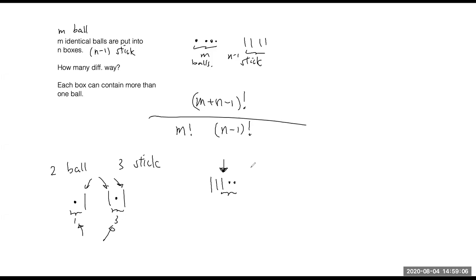Wait, so what's the answer for the 5 balls, 9 boxes one? You just substitute n equal 5 and m equal 9, something like that. You just need to substitute that value, then you can get the answer. In that case, it should be 13 factorial divided by 5 factorial divided by 8 factorial.